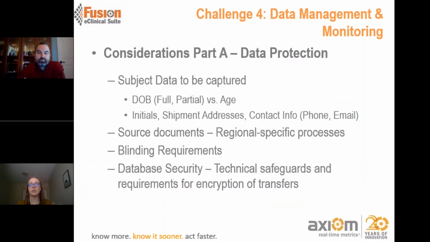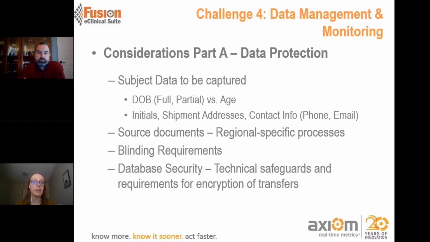So moving into our next challenge, which is data management and monitoring. And this one we have split up into two parts. So we'll start with data protection. Of course, we could have a whole presentation just on that, but we just want to touch briefly on this today. And when you're looking at a global study, you really need to know your regional requirements when it comes to data protection regulations.